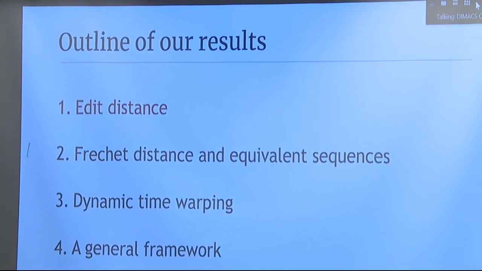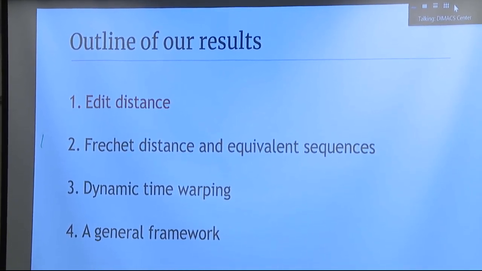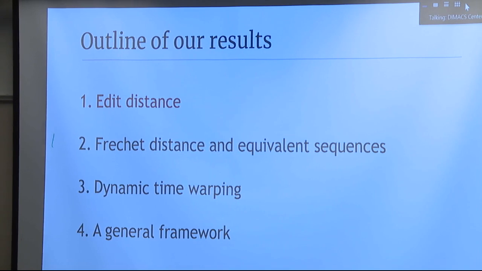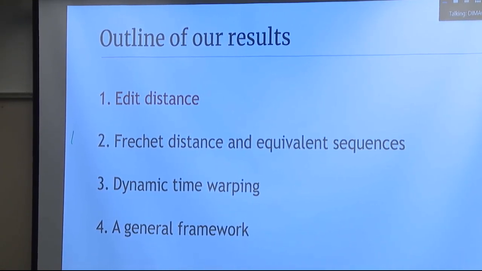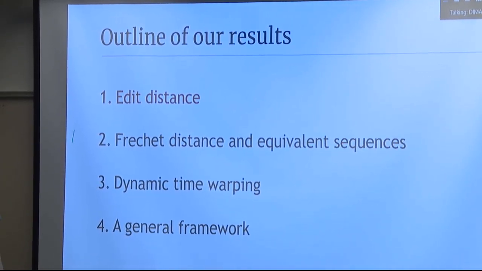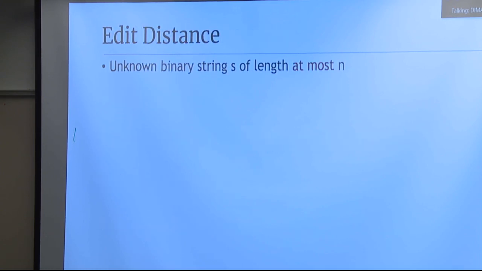So here's an outline of what I'll discuss next. Let me just give some bounds for edit distance first, and these are pretty natural bounds. I would say maybe the most technically challenging part of this work was the bounds for dynamic time warping, but I'm not going to get too much into detail there. So let me just start with edit distance, because there are some really glaring open questions here.